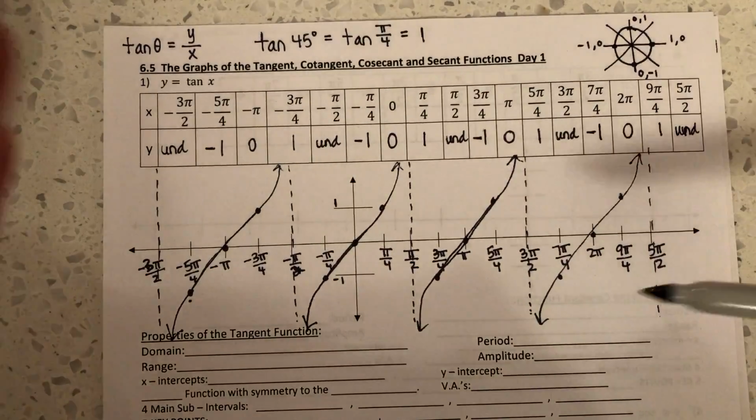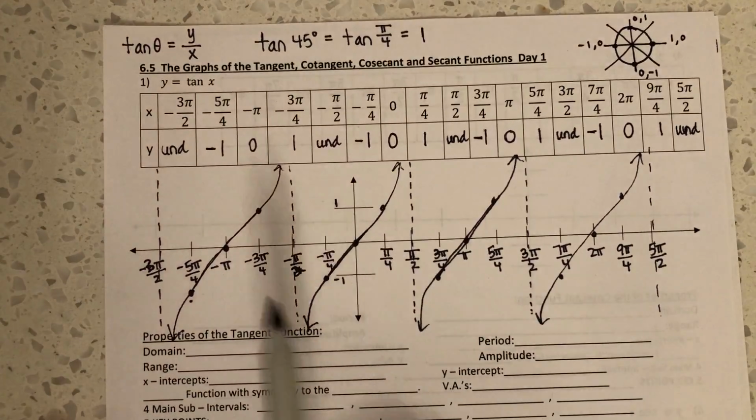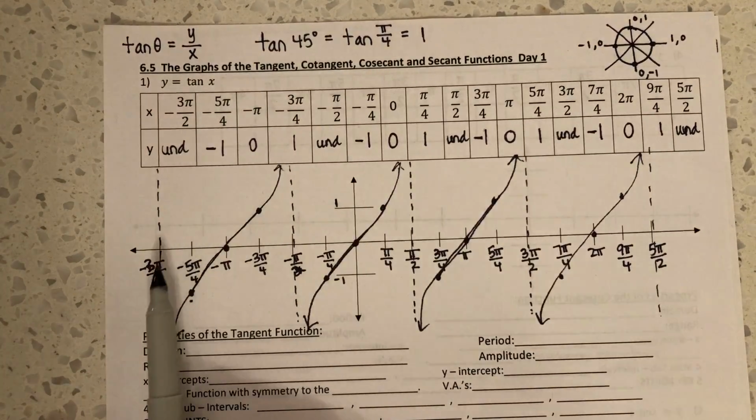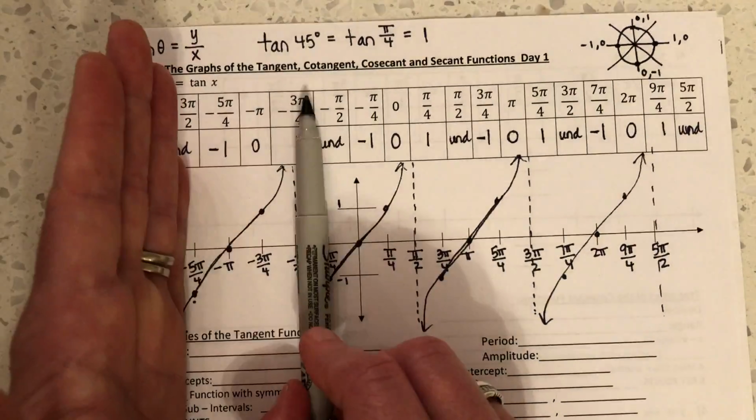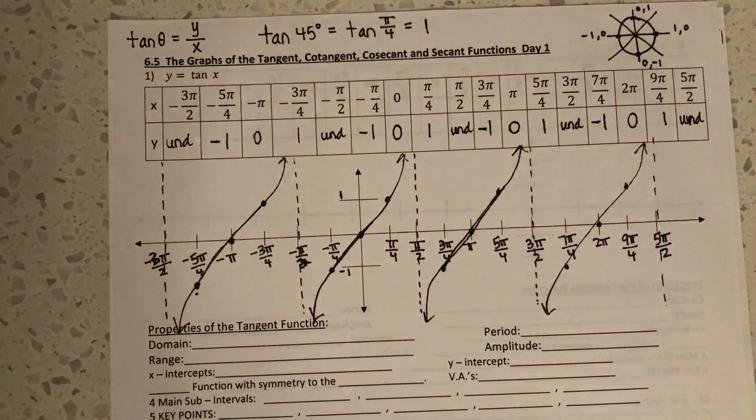And this is what the graph of the tangent function looks like. So you can see from left to right, as x gets bigger, y gets bigger. So this is considered to be, on each cycle, an increasing function, okay?